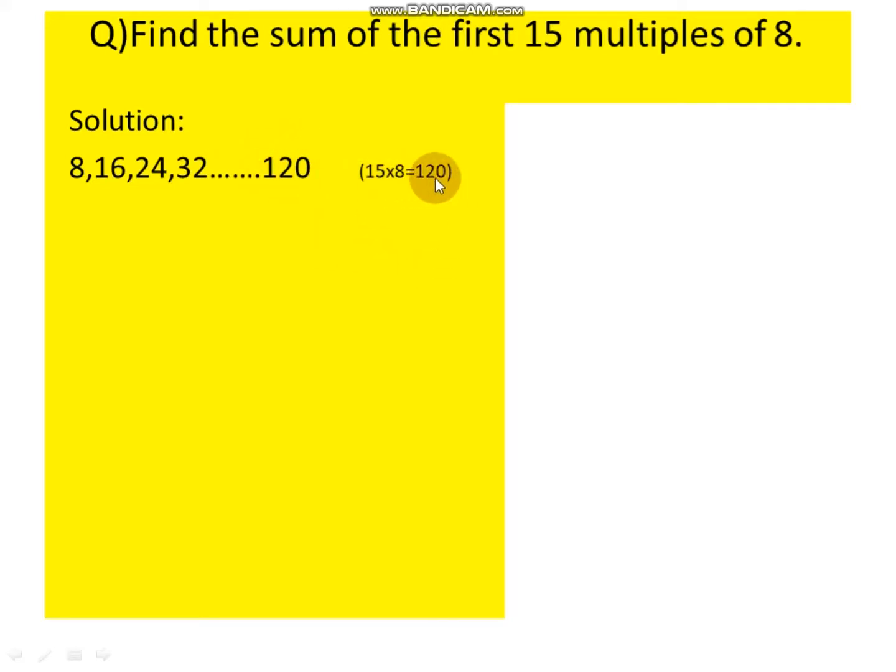Because 15 times 8 is 120. So this is the 15th multiple of 8. That's why the 15th multiple of 8 is 120. So this is the last term. If you write 8, 16, 24, 32, etc. like this, here particularly 15 multiples are given. You have to take 15 multiples. So if you multiply 15 and 8, 15 times 8 is 120.